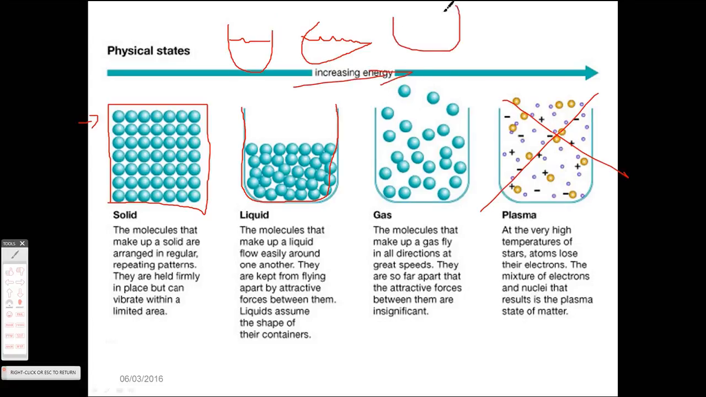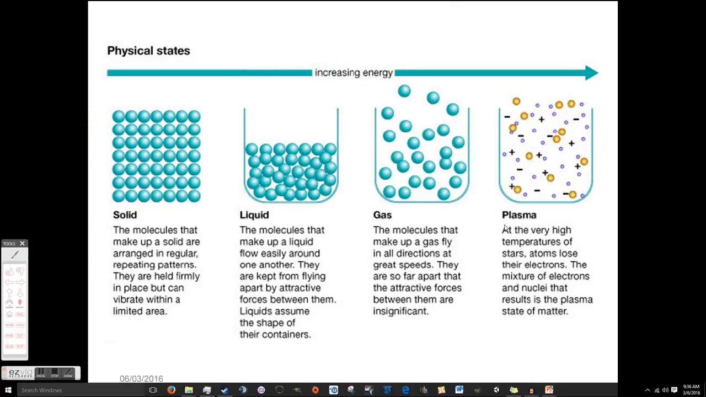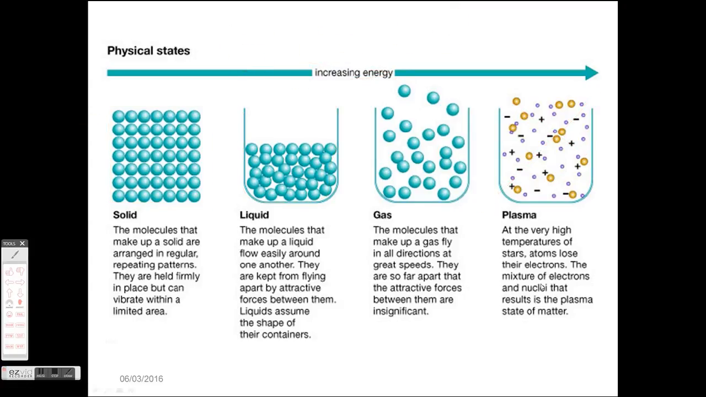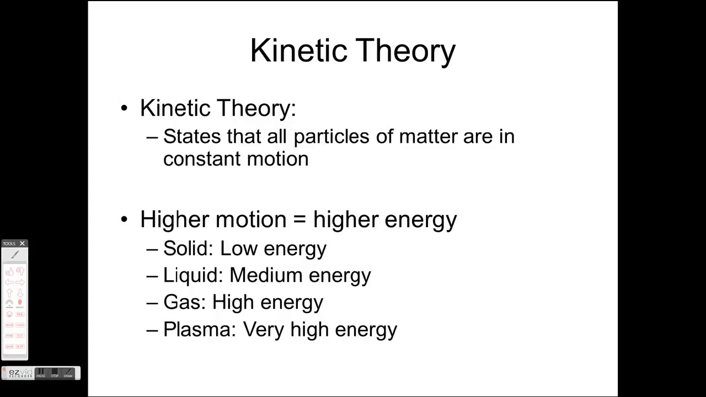And then finally my gases, they're just floating around willy-nilly. They go where they want to go. They are always going to be in the same shape as the container. You can compress gases a lot, but generally our gases are really far spread apart, and they move around really, really quickly. So there's something called kinetic theory, which states that all particles of matter are in constant motion. And of course, the higher the motion, the higher the energy.